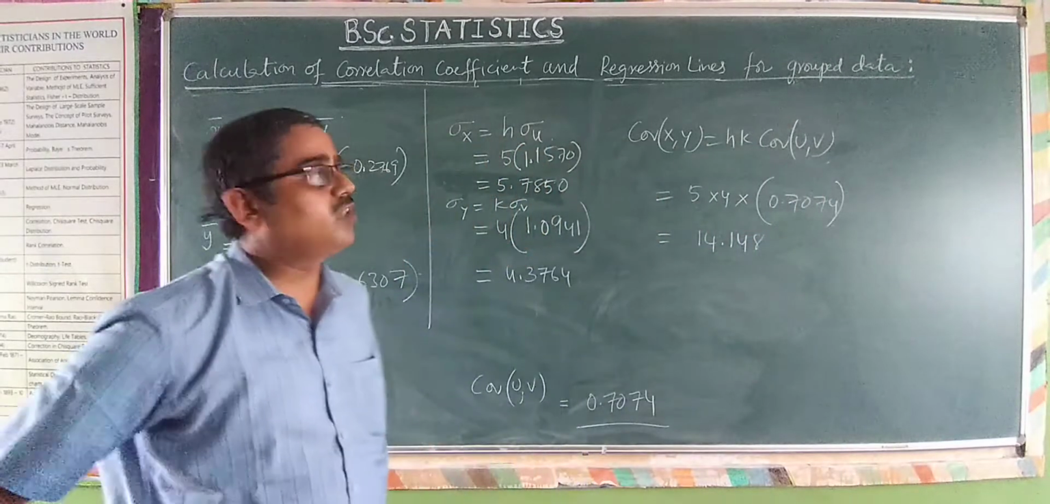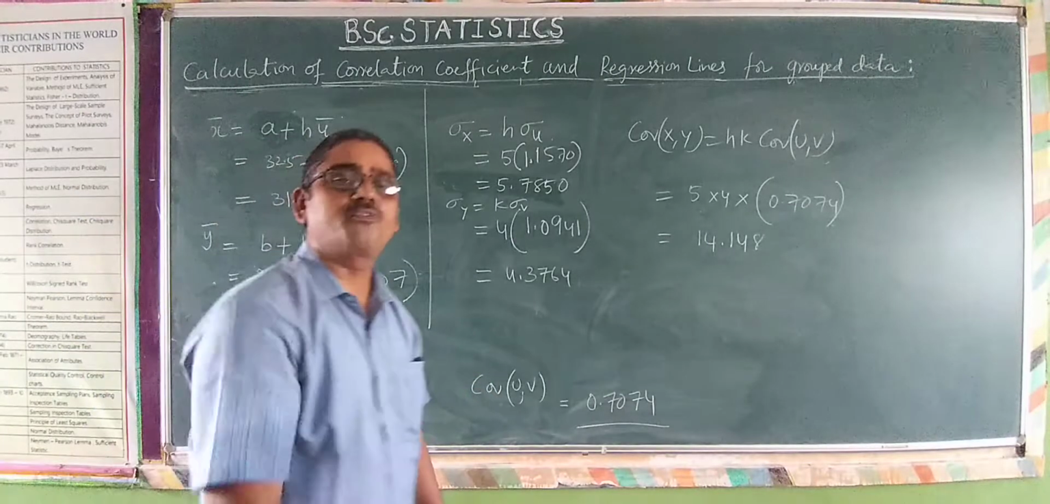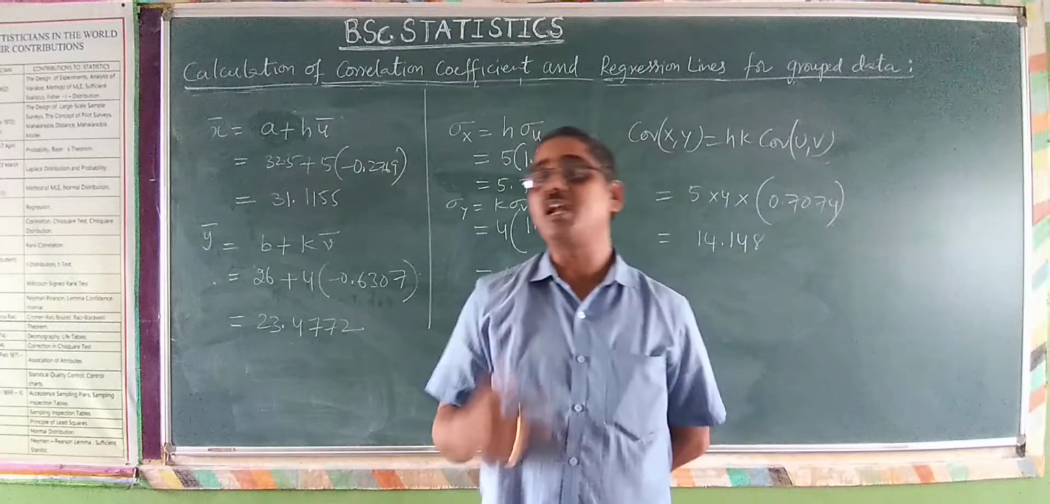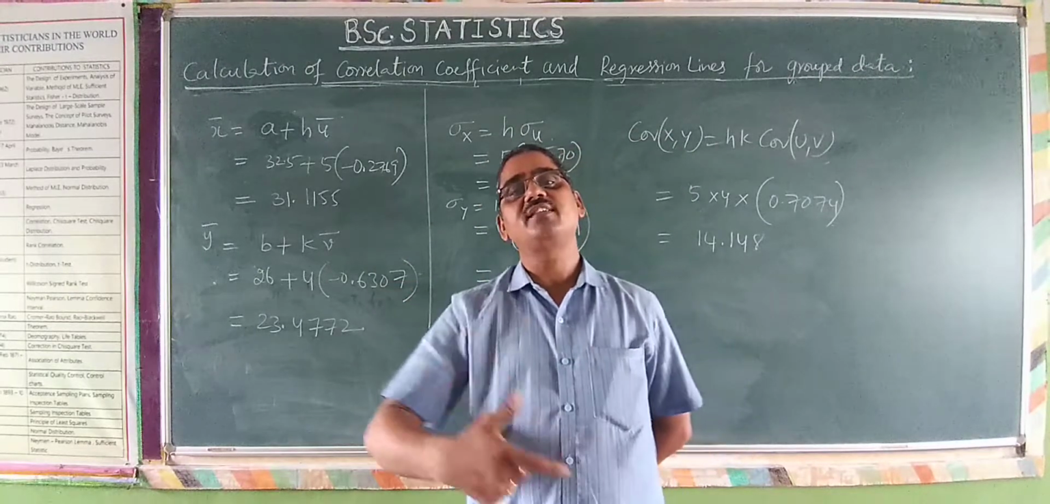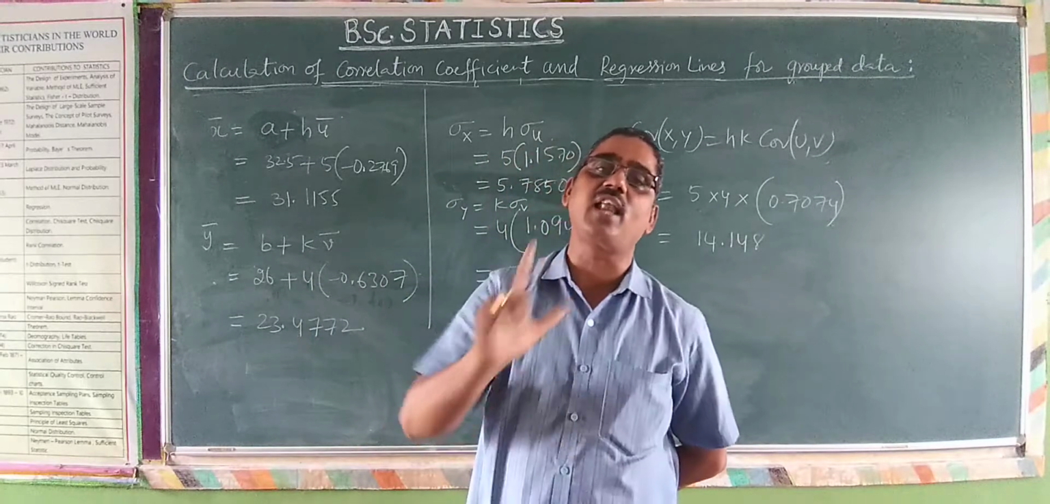So it is the value of the covariance of xy. Now we have to calculate the correlation coefficient. Of course, for the correlation coefficient you need not calculate all these values, because the correlation coefficient is independent of shifting the origin and scale. But only for the regression lines you have to calculate these values.